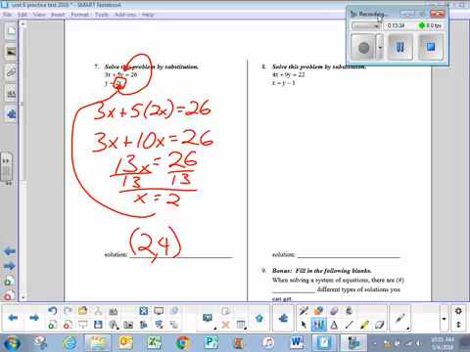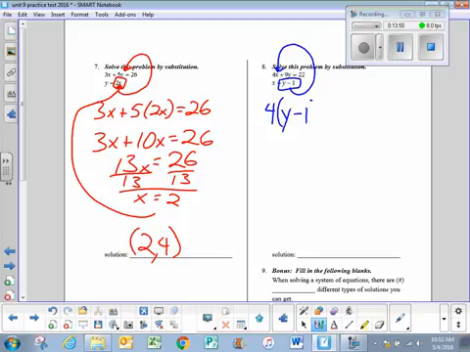Okay, next one. x is solved for, so that step's done for us. I told you we'd make this pretty simple for you. It's already done for you. You just have to substitute, simplify, and solve. So I'm going to substitute y minus 1 for x in the top equation. So instead of x, I'm going to write y minus 1.